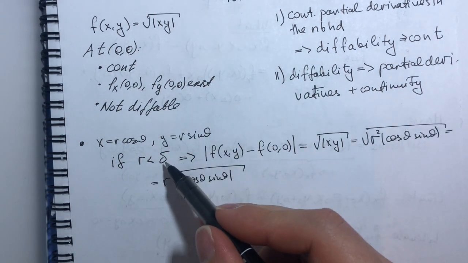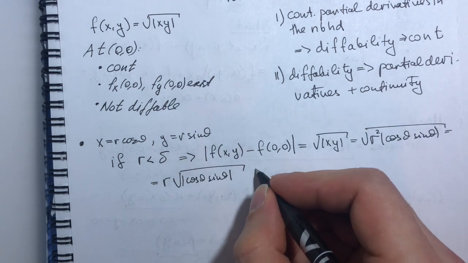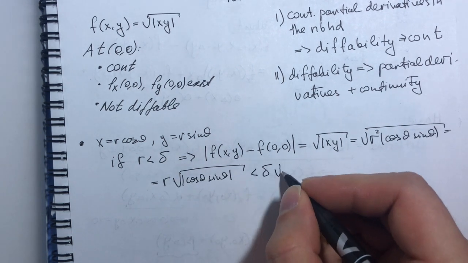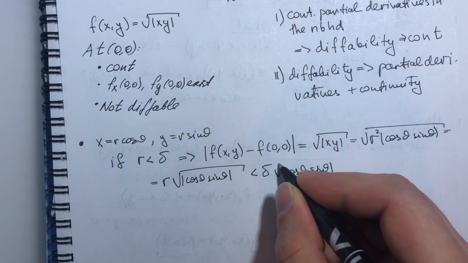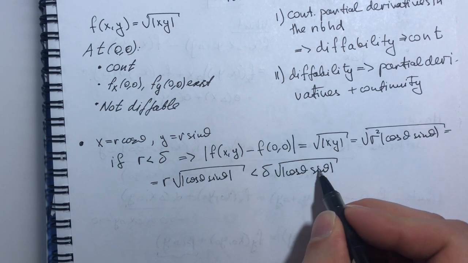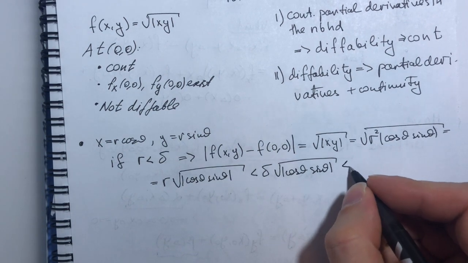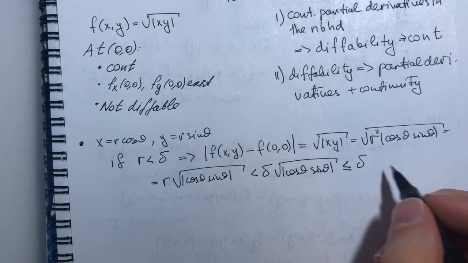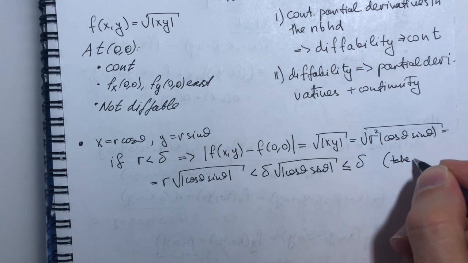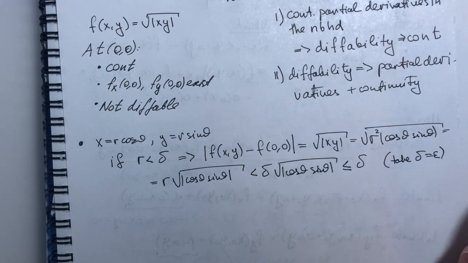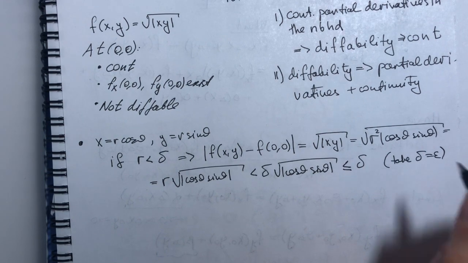So now we can see that this is less than delta root cos theta sine theta. And of course, this product is bounded above by 1. So this is overall less than or equal to delta. So we can just take delta to be epsilon in our continuity definition.